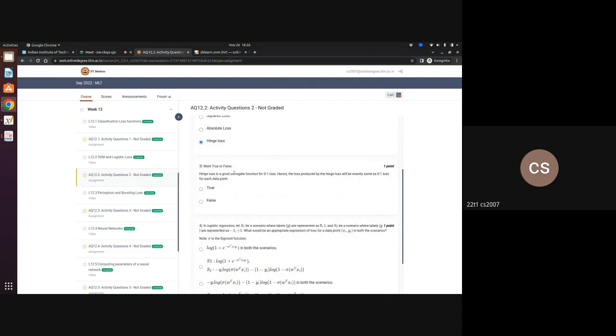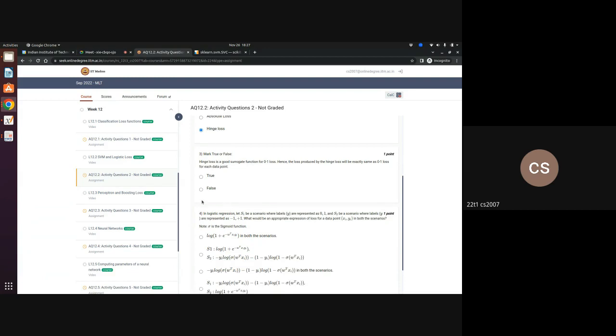Hinge loss is a good surrogate function for 0-1 loss. Hence, the loss produced by hinge loss will be exactly same as 0-1 loss. So I just now showed you that it is not exactly same. For some cases, it is exactly same, but for some other cases, as I showed you, it is not exactly same. There are few differences. So the correct option will be false.